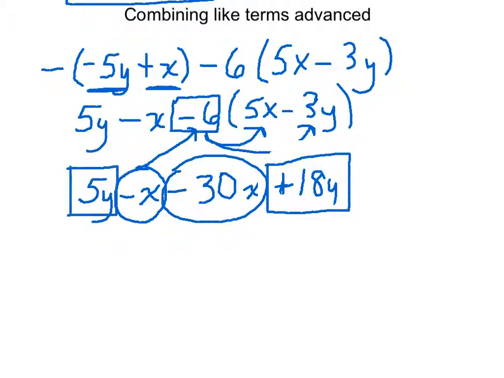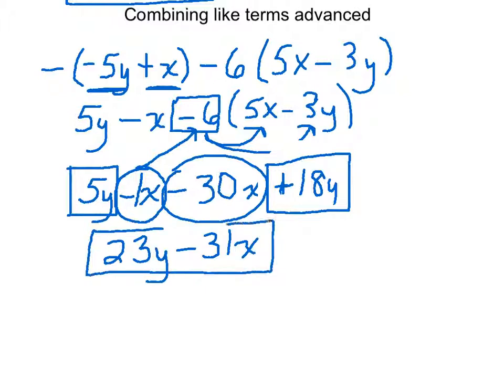All right, let's look at our boxes. We have 5y plus 18y. We can add those two together. That gives us 23y. Let's look at our circles. We have negative x minus 30x. Technically, we can think of that as a negative 1x. So that's going to be minus 31x. These guys can't combine at all. One has an x, one has a y. They're not like terms. And you're all set.